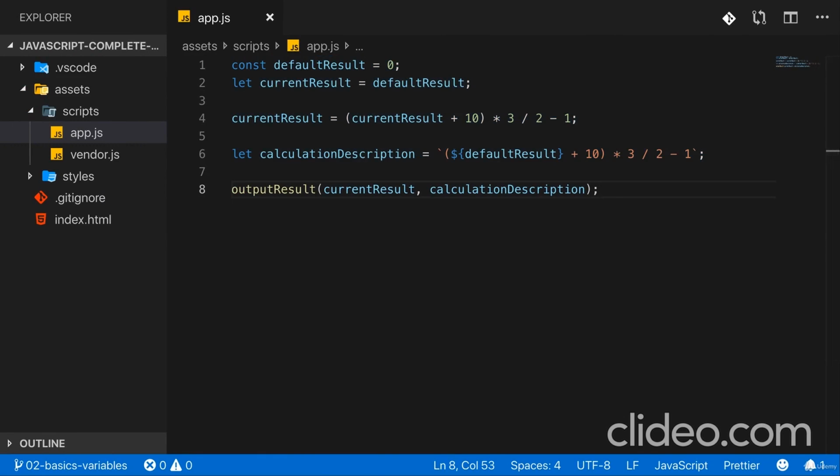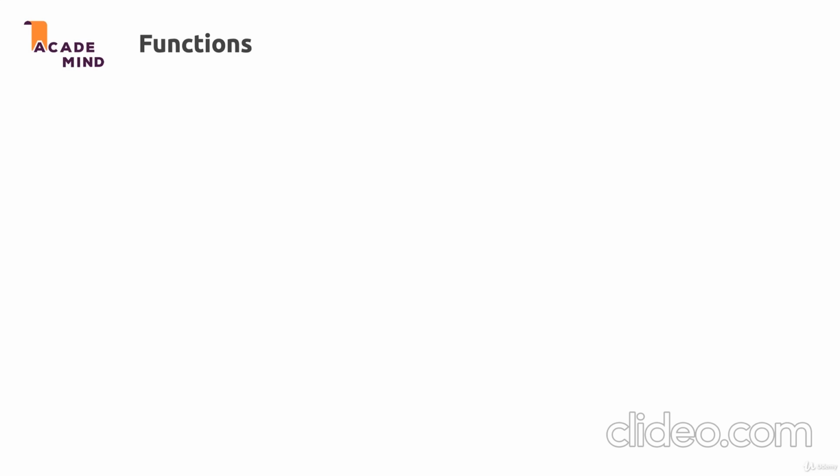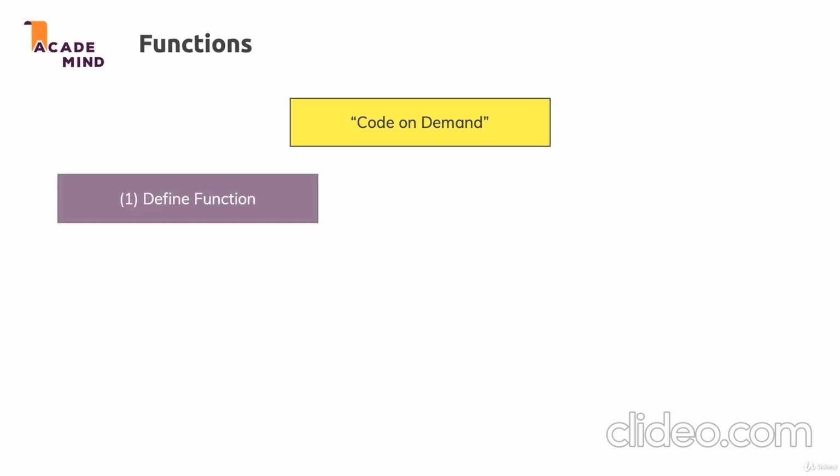And for that, we need a brand new language feature, which I haven't talked about before. And that would be functions. I like to refer to functions as code on demand. Now, what do I mean with that? A function is a language construct which you don't just have in JavaScript, but also in other programming languages, which basically allows you to define some code, which you then execute at a later point of time.